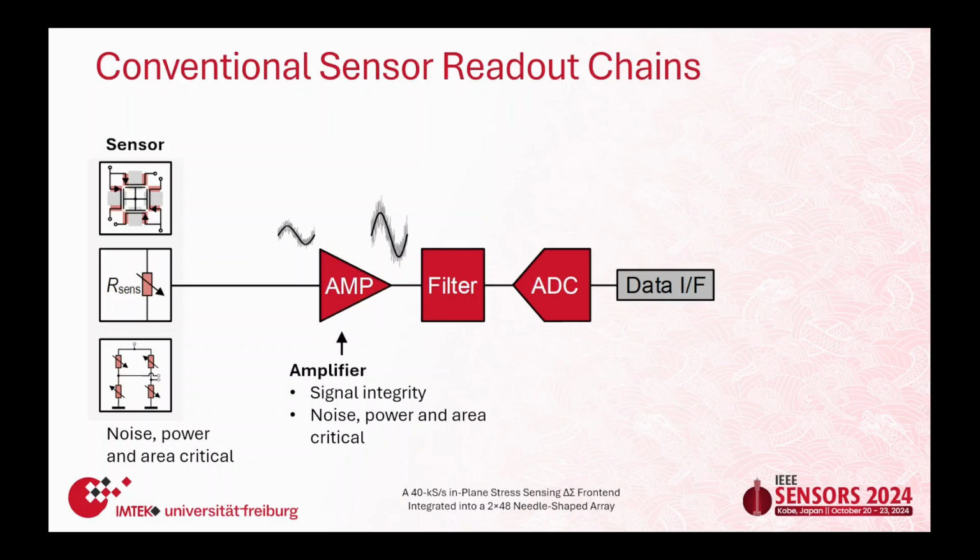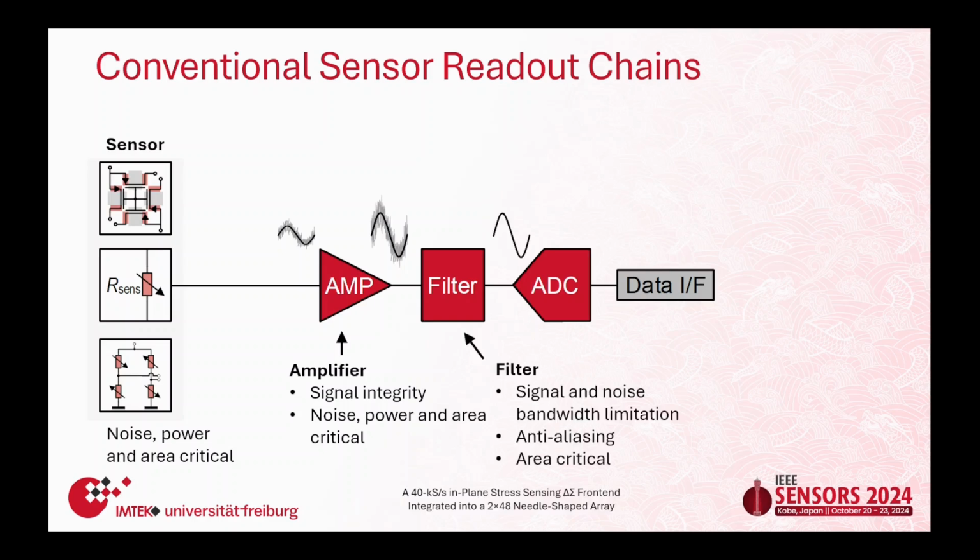And in order to do so, that amplifier has to preserve signal integrity. Furthermore, it's noise, power, and area critical. Since we're dealing with noisy signals, we should place a filter in order to, first of all, limit the thermal noise floor, and second, prevent aliasing in the subsequent AD conversion. And depending on the cutoff frequency, that one is area critical.